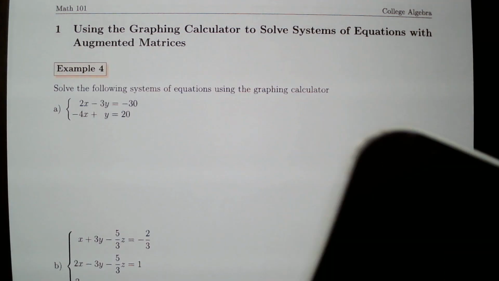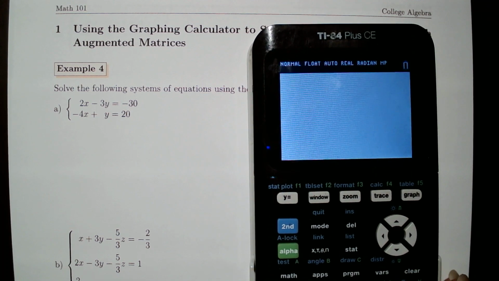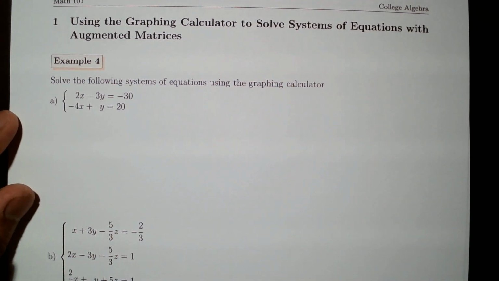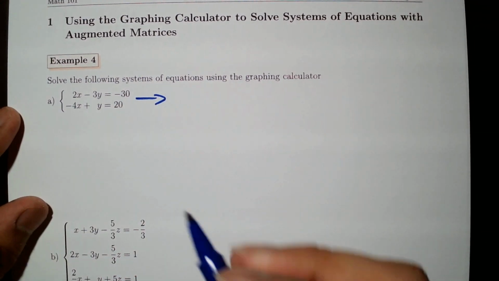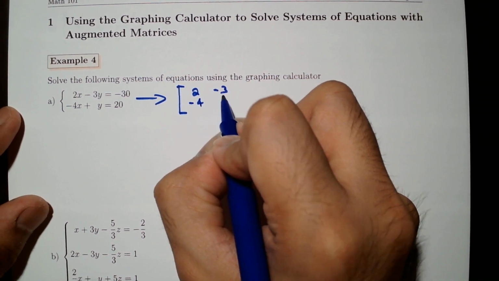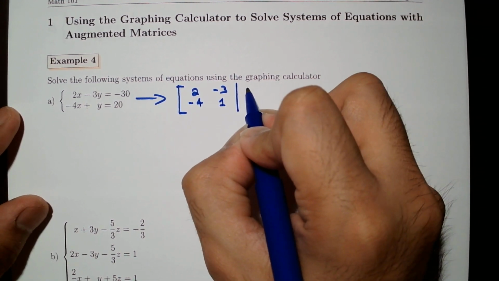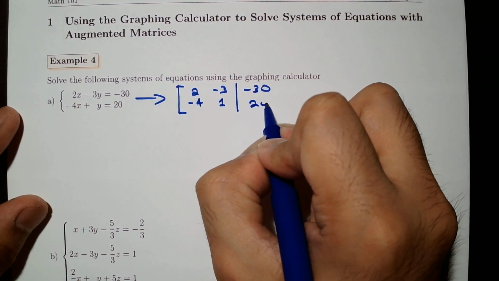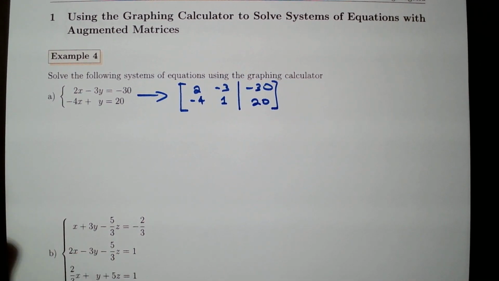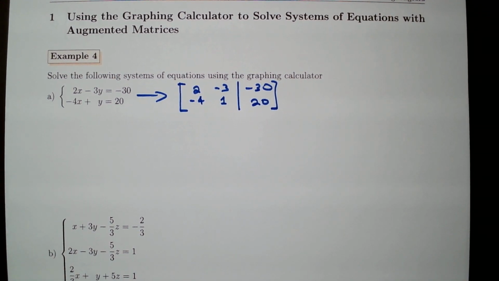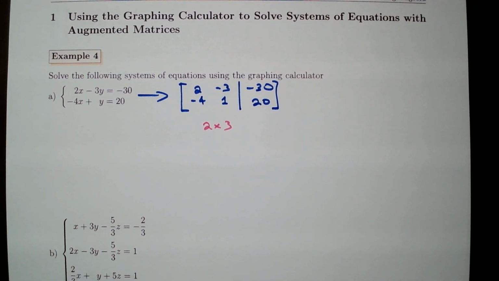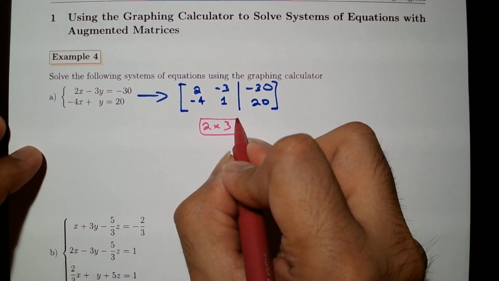So I'm going to show you my calculator here, and first of all, we need to encode this system into a matrix. So 2, negative 4, negative 3, 1, bar, negative 30, and then 20. All right? And we need to know what the size of this matrix is in order to be able to do it in the calculator. Notice there are 2 rows and there are 3 columns. That's a very key point.